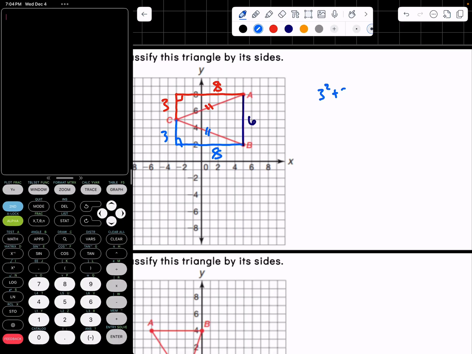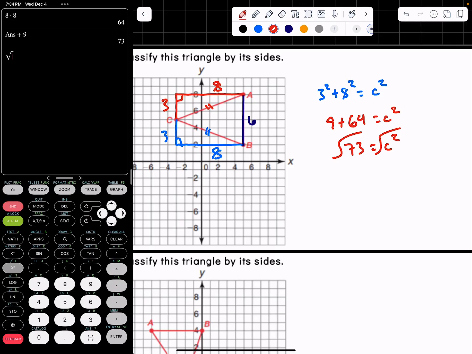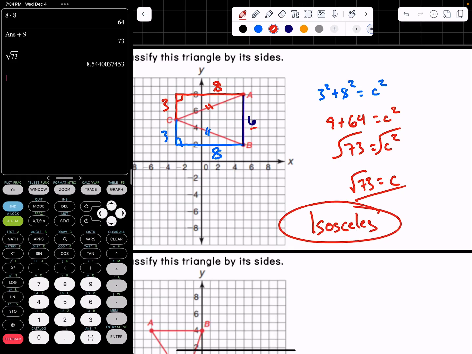3 squared plus 8 squared equals c squared. So we have 9 plus 8 squared, which is 64, equals c squared. 8 times 8, yep. Plus 9 equals 73 equals c squared. And I'm going to go out on a limb and say the square root of 73 is not a very nice number. And of course, it is not. Because of that, it is different than 6. Therefore, this has to be isosceles. It cannot be a right triangle.